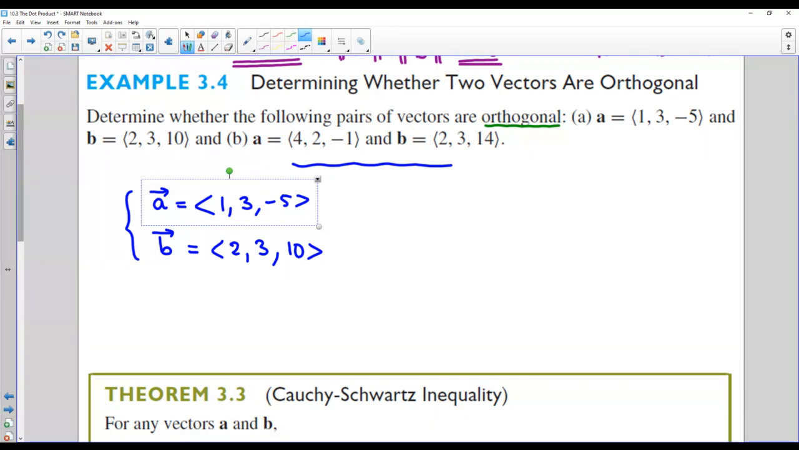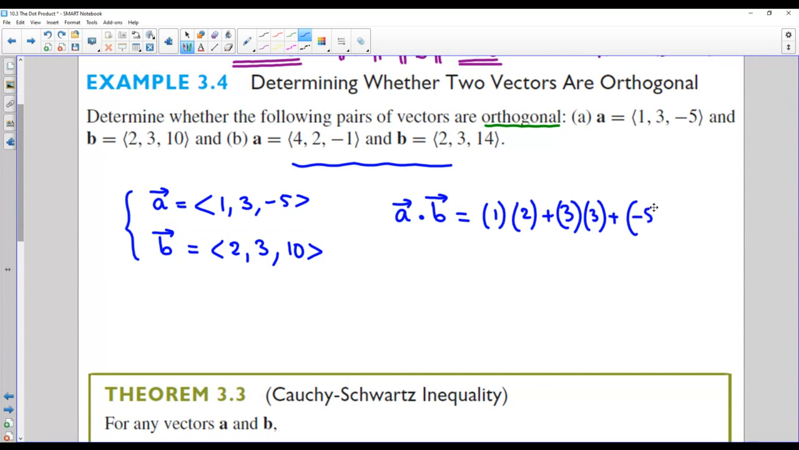To answer this question, we need to find the dot product of these two vectors, which is 1 times 2 plus 3 times 3 plus minus 5 times 10. So what is the answer to this? Minus 39. Is it equal to 0? It's different from 0. Minus 39 is different from 0.